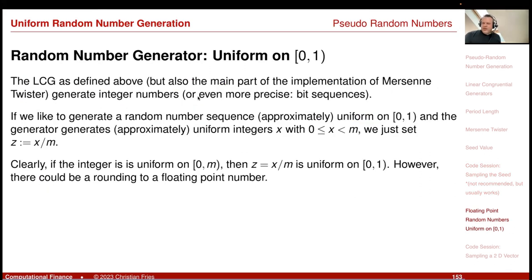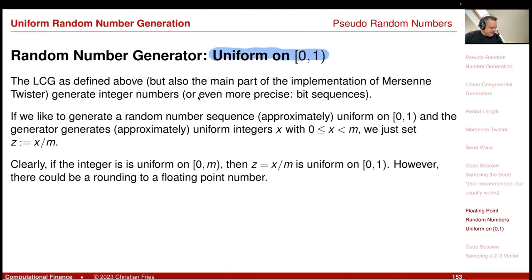The linear congruential generator I introduced is generating a sequence of integers. We use modulus m in our definition. And also the Mersenne twister is actually generating a bit sequence, a sequence of 19,000 bits, or 624 integers. But in my Monte Carlo approximation, I always use the uniform distribution on 0, 1. Okay, this is a trivial transformation.